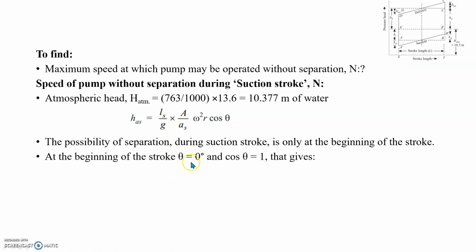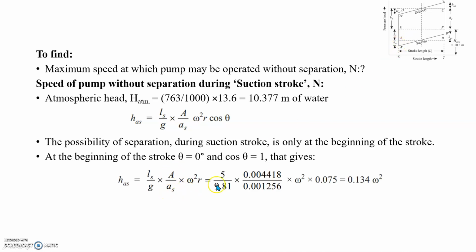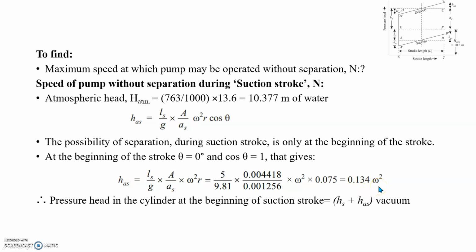The possibility of separation is only at the beginning of the stroke. So we are substituting here at the beginning of stroke theta equal to 0, and at the middle of stroke theta will be 90. Here theta will be 180. So we need to consider only this point, since this point corresponds to minimum pressure head. So substituting this value, we'll be getting HIS in terms of omega. HIS equal to 0.134 omega square.